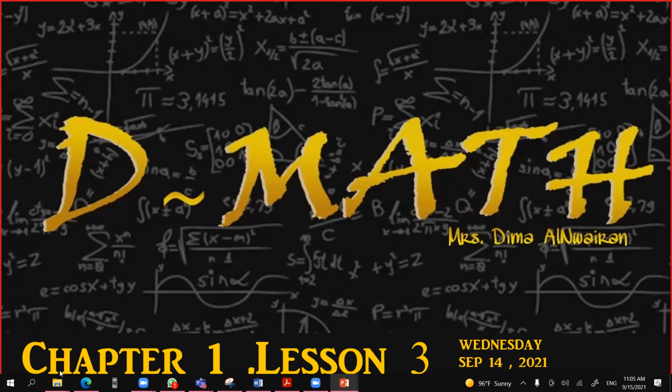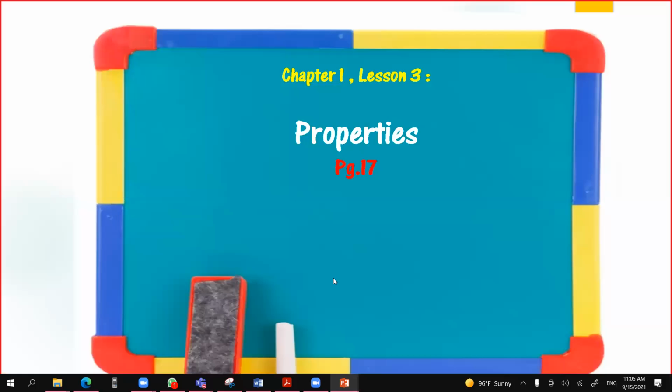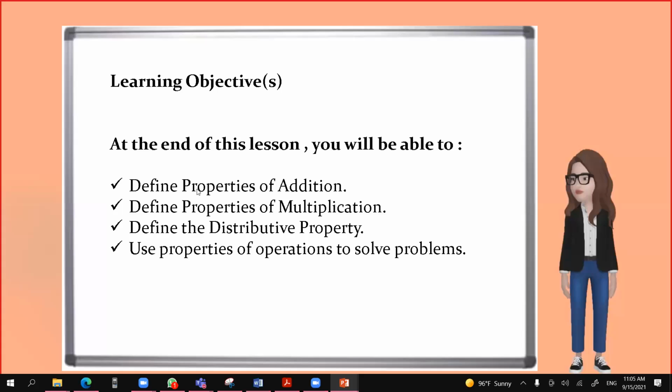Let's start today with chapter 1, lesson 3, which is talking about properties. Now, all of you, please open your book, page 17, in order to start our lesson.